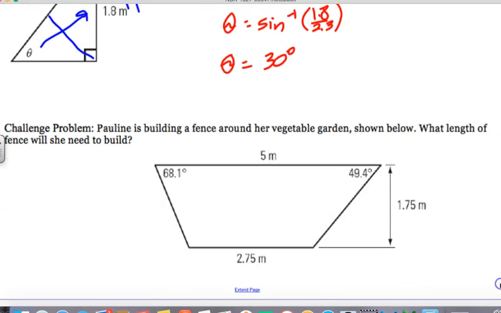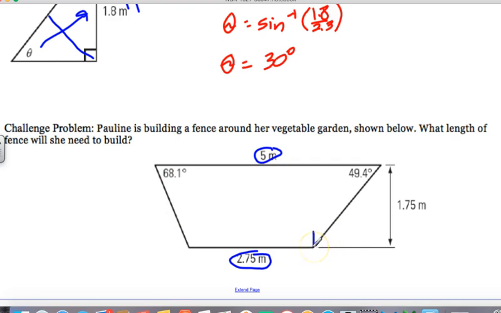Alright, so let's do a real life problem here, a challenge problem a little bit. Okay, so Pauline's building a fence around her vegetable garden shown below. What length of fence would she need to build? So we need to know how much fence does she need. Well, up here we see she knows this is 5 meters, and this is 2.75 meters. So we definitely know she needs at least 7.75 meters, plus whatever the length of this side is, and the length of this side. So we need to figure out what those lengths should be.